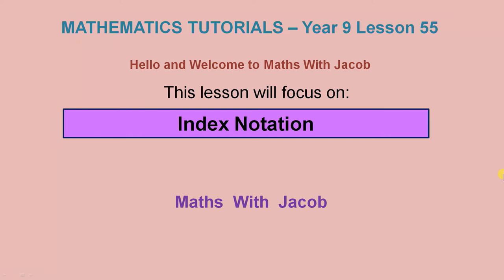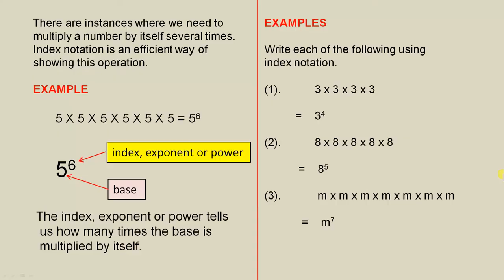This lesson will focus on index notation. There are instances where we need to multiply a number by itself several times. Index notation is an efficient way of showing this operation. Let's look at an example to demonstrate this situation.